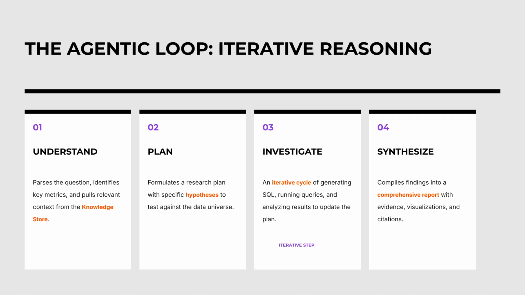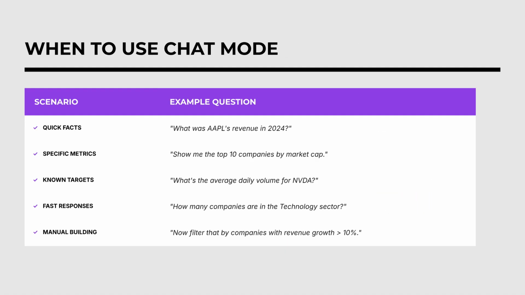Step 3. Investigate. It runs multiple SQL queries in a loop, analyzes results, and keeps refining its approach. Step 4. Synthesize. It pulls everything together into a clear, evidence-backed final report. This loop is what turns simple questions into deep, insightful research. Mind-blowing, right? So when should you use chat mode versus agent mode?